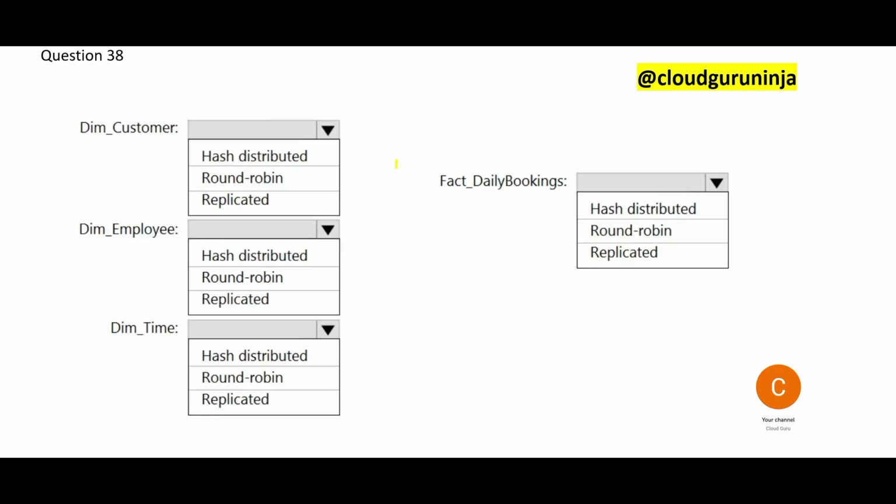So this is the question. Now we have to answer here. What should we do? So like we saw, all dim tables, we have to put replicated, because these are small tables. We can replicate that and improve the performance. Okay, sorry, not replicated for fact bookings, only for these 3 dimensions.